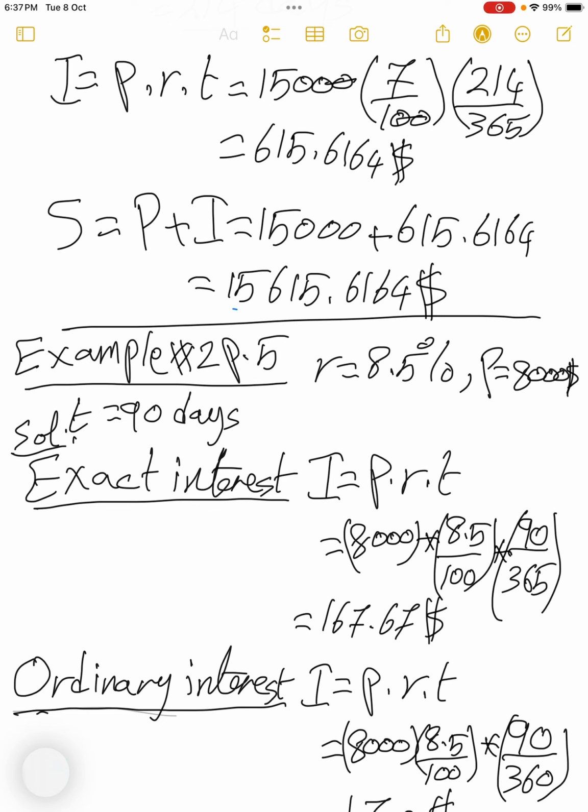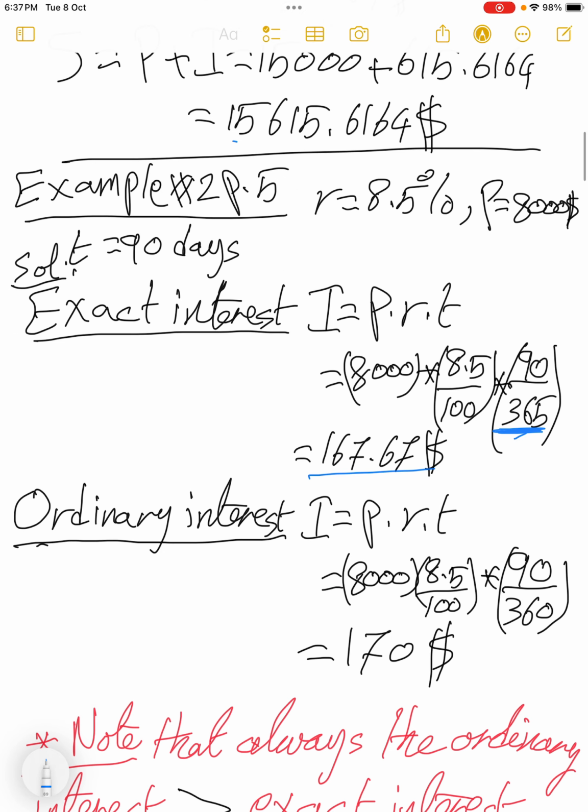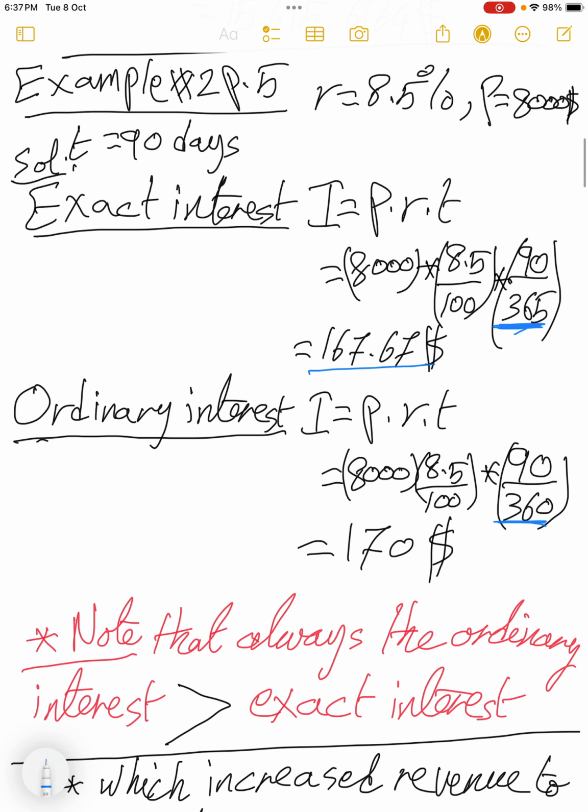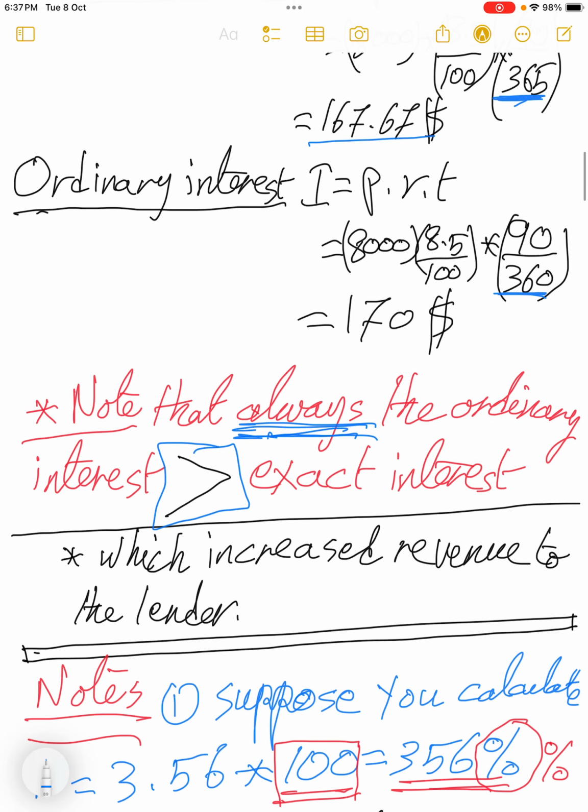Exact interest, I equals B multiplied by R T. Exact means divide by 365. You will have this. Ordinary interest means divide by 360. Notice that always ordinary interest is greater than exact interest, which increases revenue to the lender.